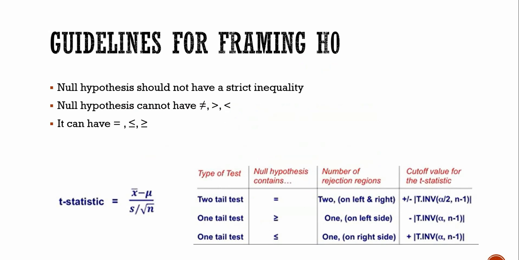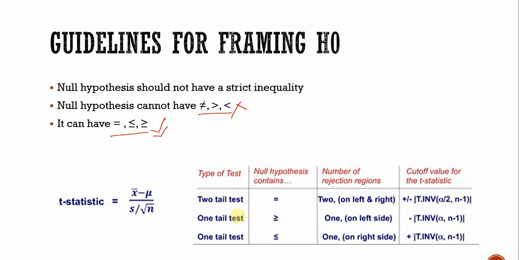So there are certain guidelines while you write your null hypothesis. The null hypothesis should not have strict inequality. That is, it cannot have not equal to, greater than, or less than symbols. So these three symbols you cannot use while writing your null hypothesis. You can use equal to, less than or equal to, and greater than or equal to. So only these three symbols you need to use while writing your null hypothesis.